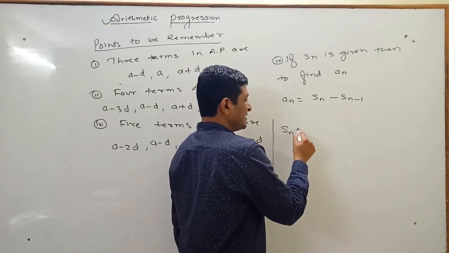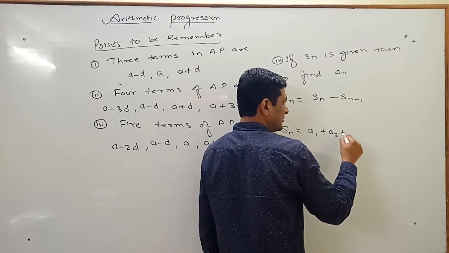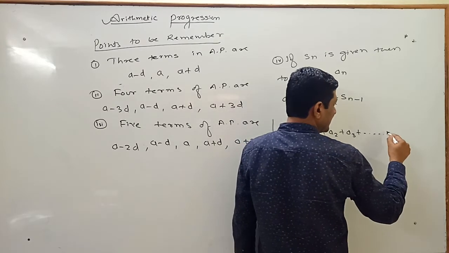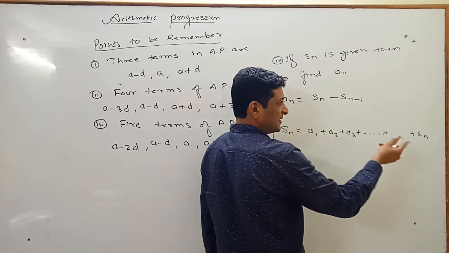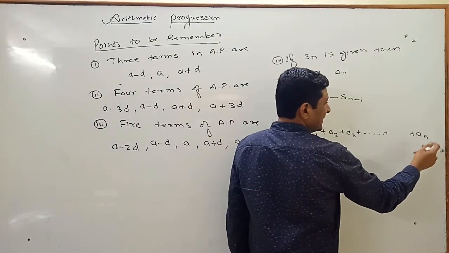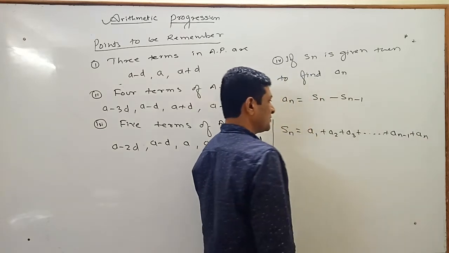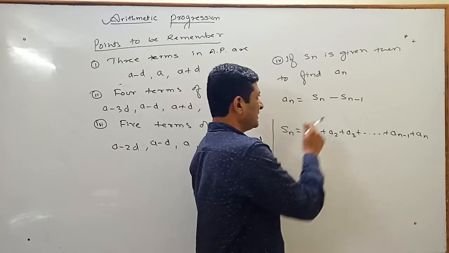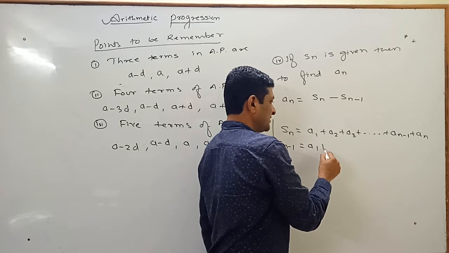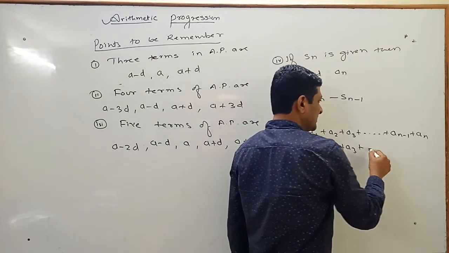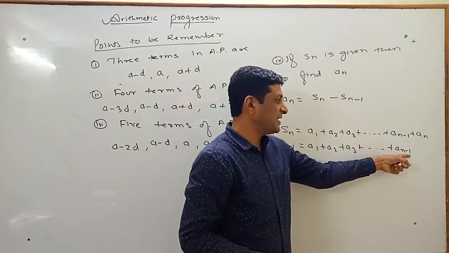What is Sn? Sn means the sum of n terms. Let us denote the first term by a1, the second term by a2, the third term by a3, continuing this way, plus an. Here we have taken the sum of how many terms? n terms. If an is the nth term, then its previous term will be an minus 1. So here we have taken the sum of n terms. Now in the next case, we take the sum of n minus 1 terms. This will be the first term, second term, third term, continuing this way, and the last term will be the n minus 1 term.